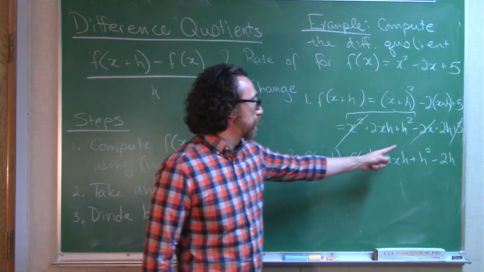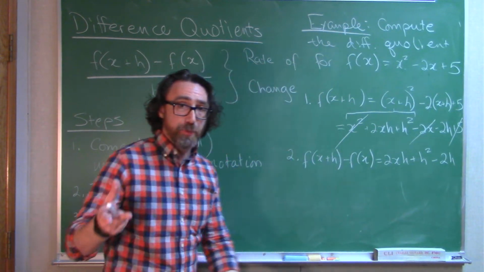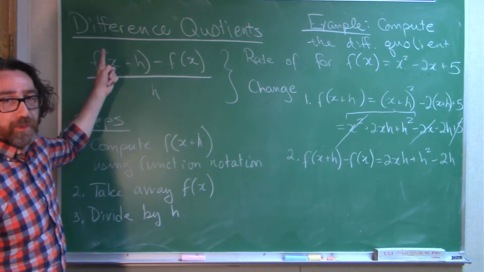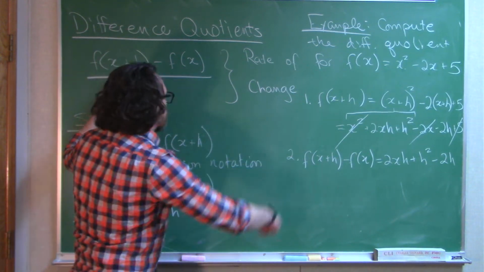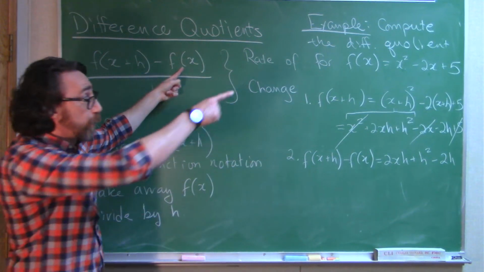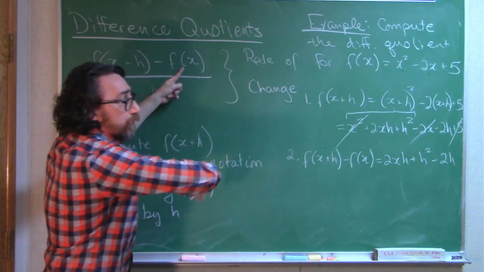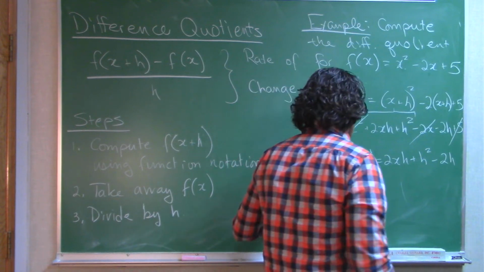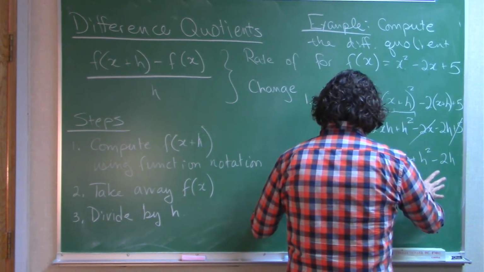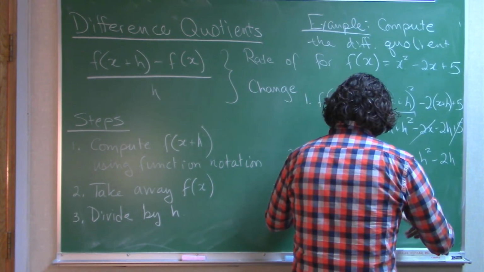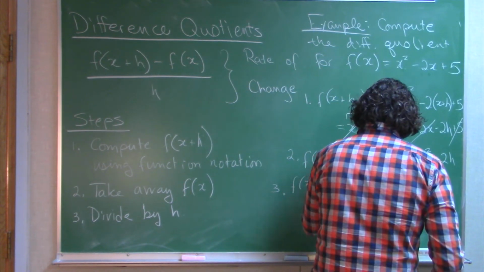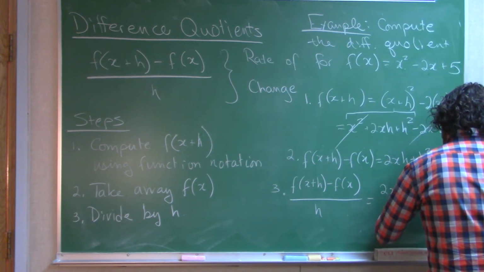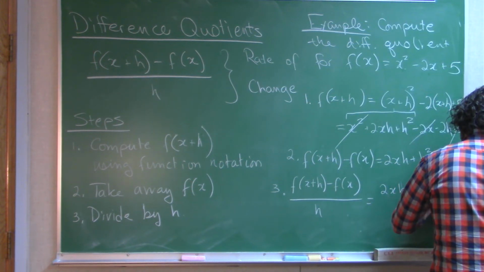The x squared, the negative 2x, and the 5 got subtracted because that's what the instructions are telling me to do. Find f of x plus h. Got it. Take away f of x. So take away the x squared. Take away the negative 2x. Take away the 5. Now let's look at what we're left with. Here's my numerator for my difference quotient. F of x plus h minus f of x. Well, we just figured out what that was. It's 2xh plus h squared minus 2h.